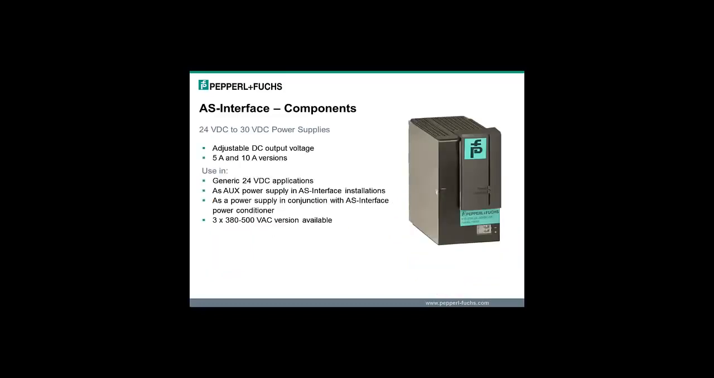Pepperl & Fuchs offers a number of conventional, non-AS interface power supplies. These power supplies have an adjustable output voltage, which makes them particularly useful in situations where the voltage drop along long cables is a concern. These power supplies are designed for use as conventional DC power sources, where the flexibility of an adjustable output voltage is advantageous, and as aux power supplies for AS interface installations. In conjunction with our new heavy gauge black flat cable, it is possible to have rather long aux power cable runs and/or solve application situations where higher aux current is needed.